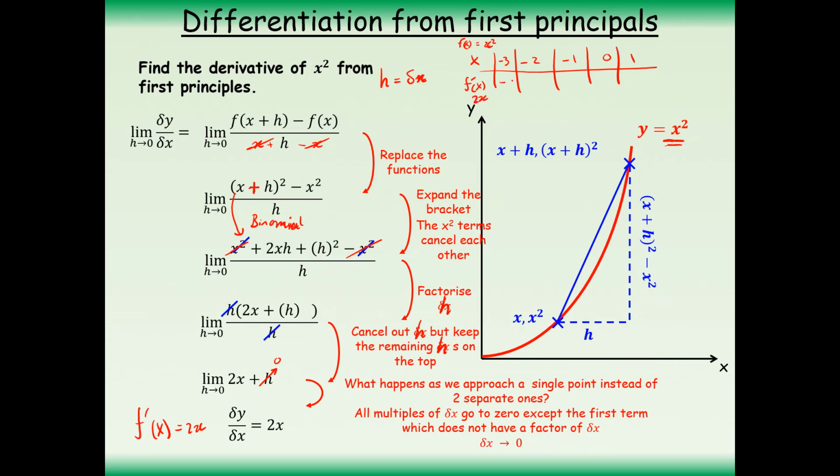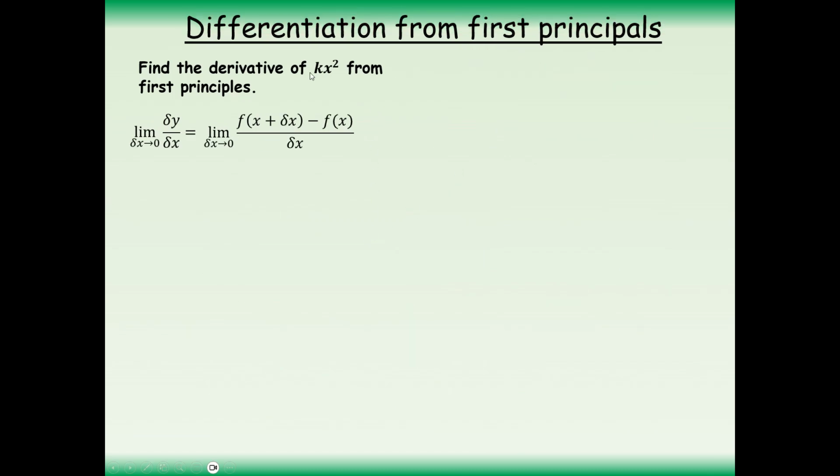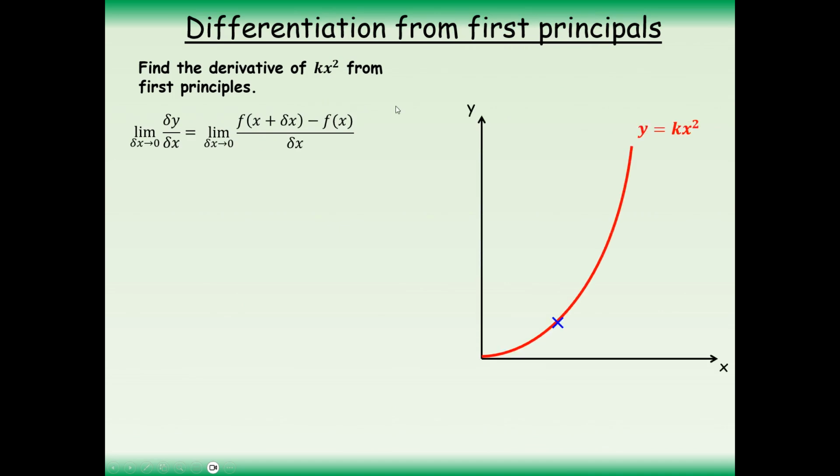So just double this: -6, -4, -2, 0, and 2. So every time, yeah. All right, so we look at another example next. Here we've got a constant in front of x squared.